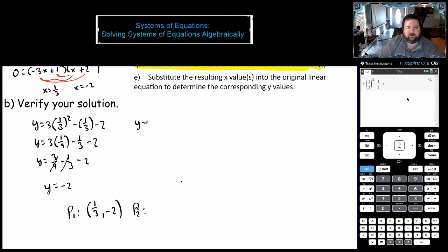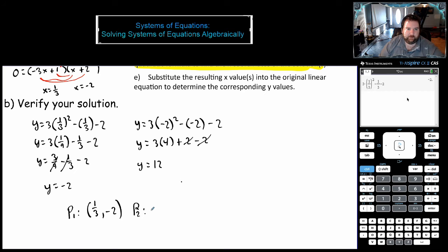All right, same equation, but this time -2 as the x value. So y is equal to -2 squared is 4, so 3 times 4. Negative means positive. These are going to cancel out, 2 minus 2, right? So we have y equals 3 times 4, which is 12. So our second point happens when x is -2 and y is 12. Now we're going to verify the solution.